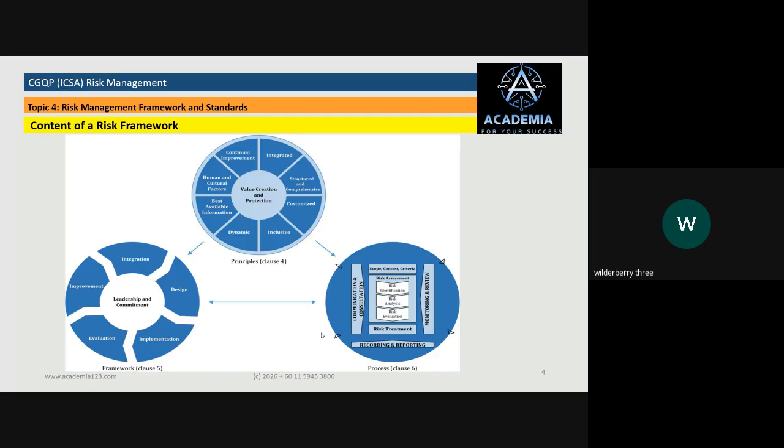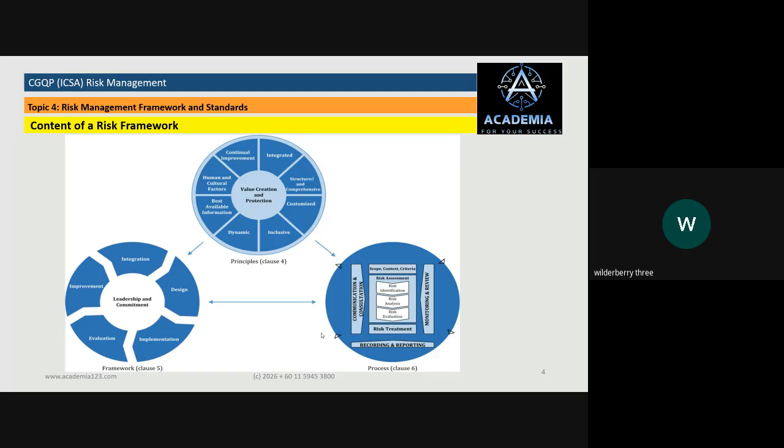I regarded this as quite a useful approach. You can also relate it or use it in the exam when it comes to questions, for example, how a risk framework supports value creation, and how risk management contributes to the protection of value creation.